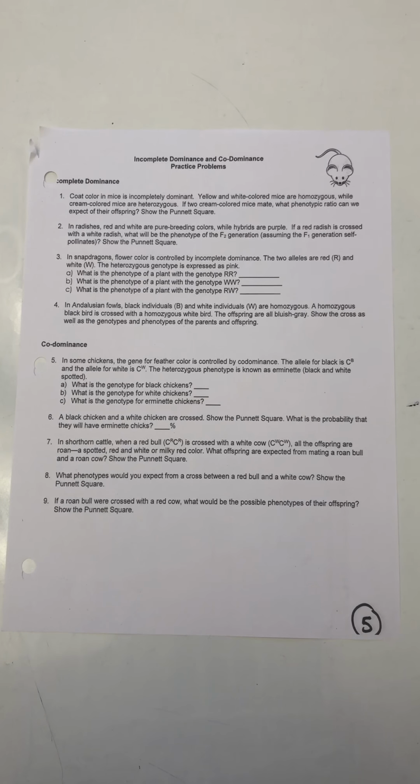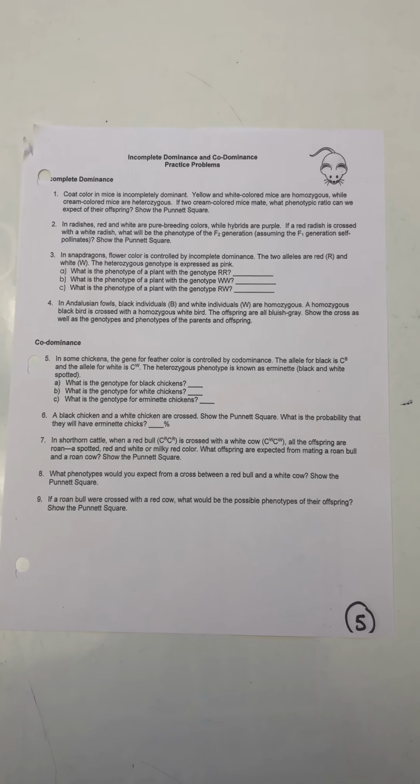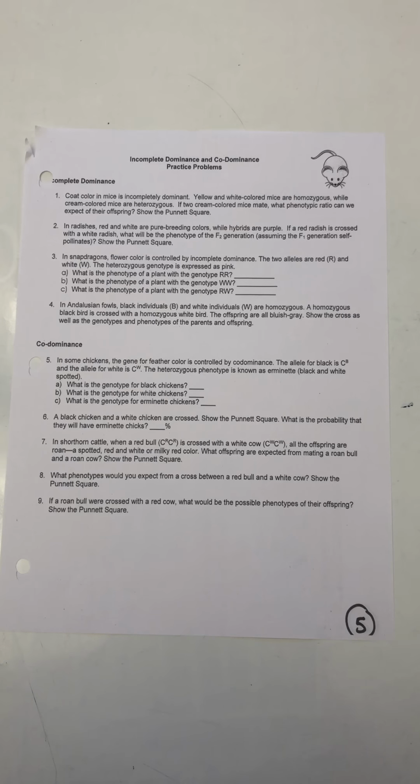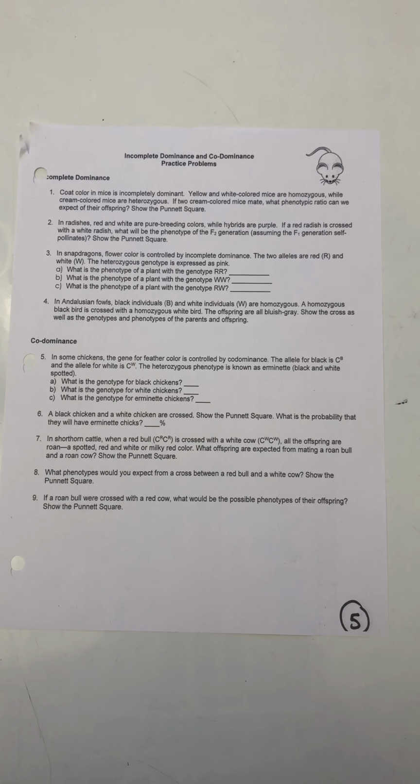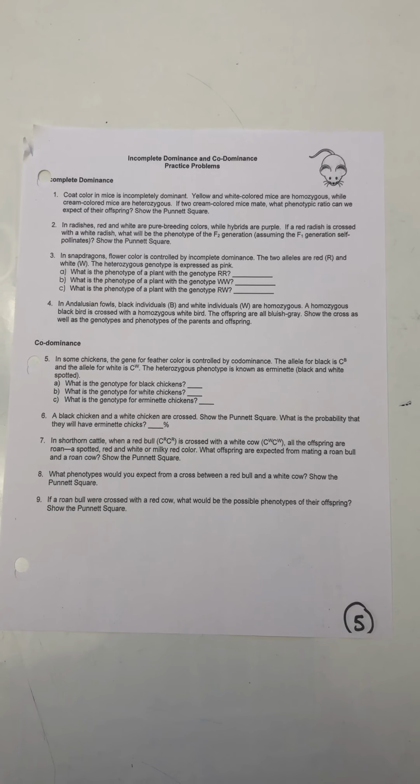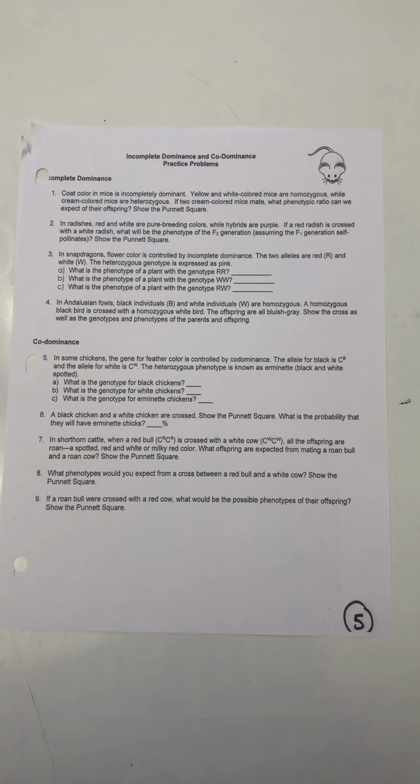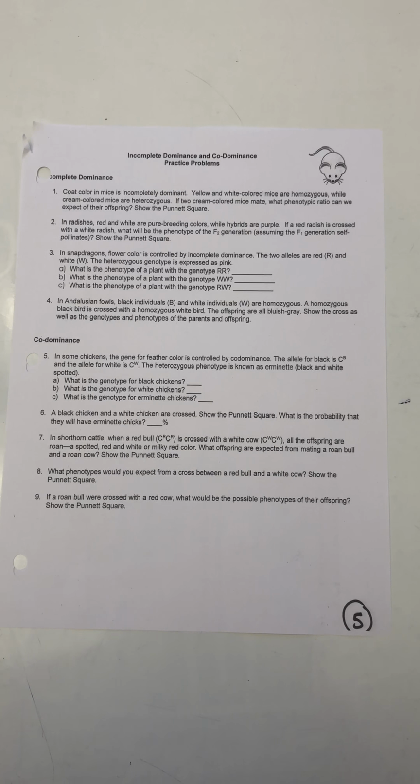Starting with number 1, coat color in mice is incompletely dominant. Yellow and white colored mice are homozygous, while cream colored mice are heterozygous. If two cream colored mice mate, what phenotypic ratio can we expect of their offspring? Show the Punnett square. All right, let's slide this out of the way here.